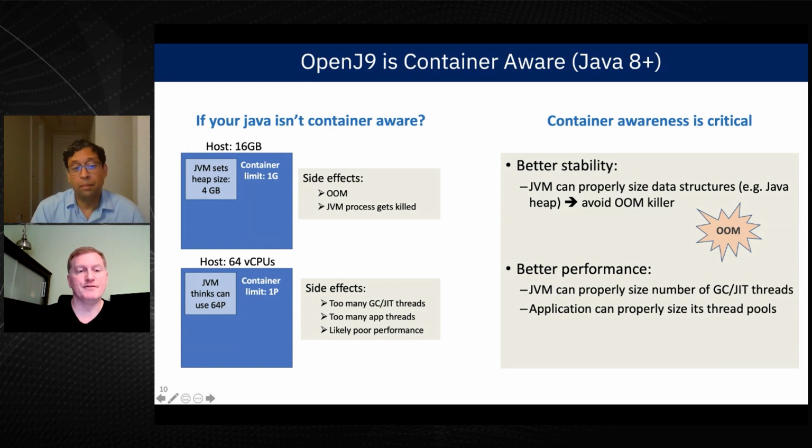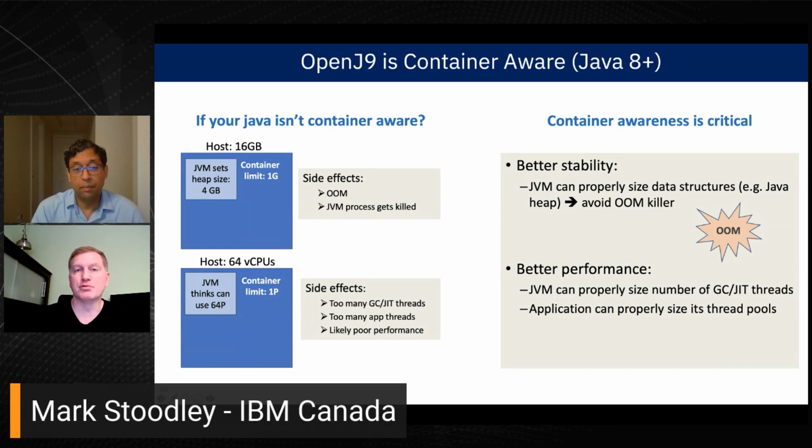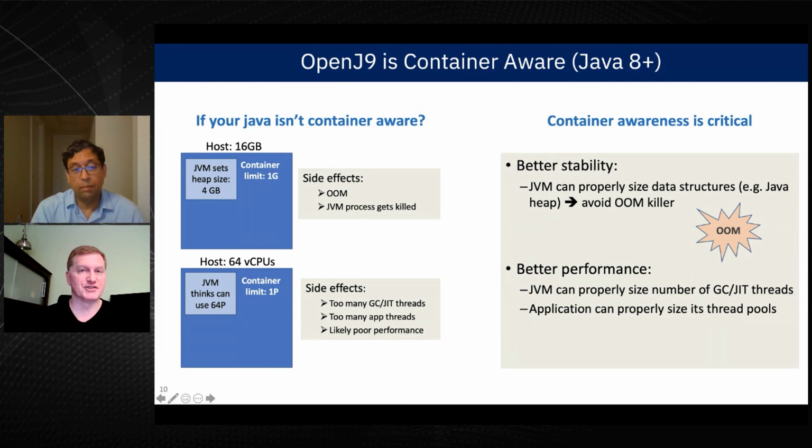Similarly, on the CPU side, if you have a container limit of 1 processor, but you get deployed on a large machine that has 64 processors, the JVM thinks it can use 64 processors. It's going to allocate lots of JIT compiler threads, lots of garbage collector threads. Your thread pools are going to be allocated with many, many threads initially, and you're likely going to get very, very poor performance. On top of the fact that if you've got a 1 processor container on a 64 processor machine, there's probably 63 other containers that are in exactly the same state. So you're going to completely swamp this machine with resource requirements. And so you can have stability and performance problems if you're not aware of the container limits.